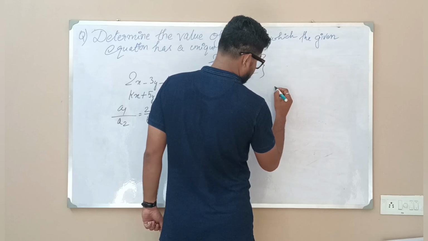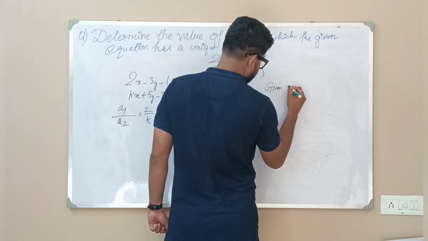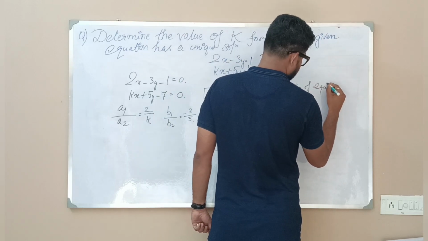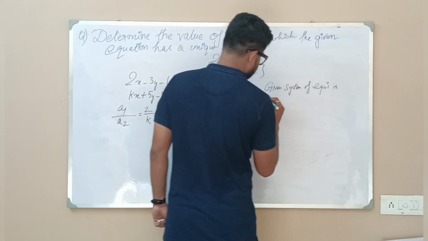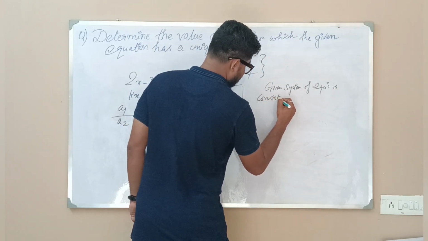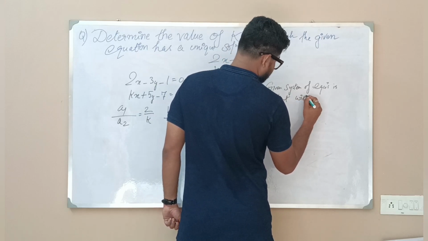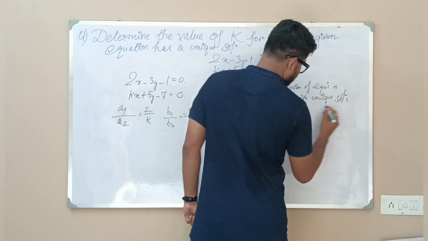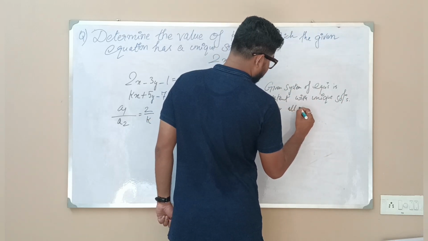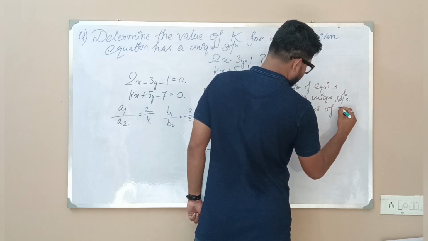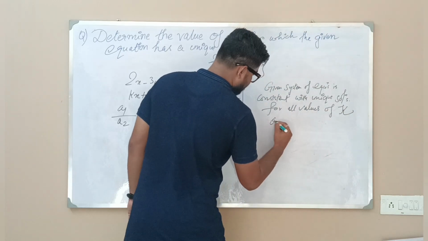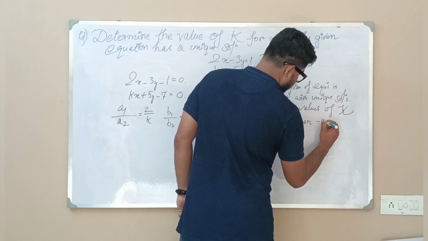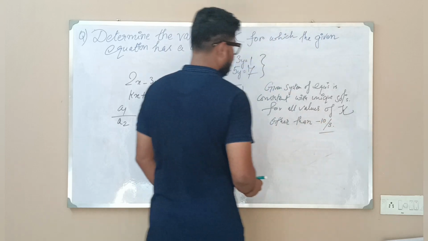So we can write the given system of equations is consistent with unique solutions for all values of k other than minus of 10 by 3. Here is your sum.